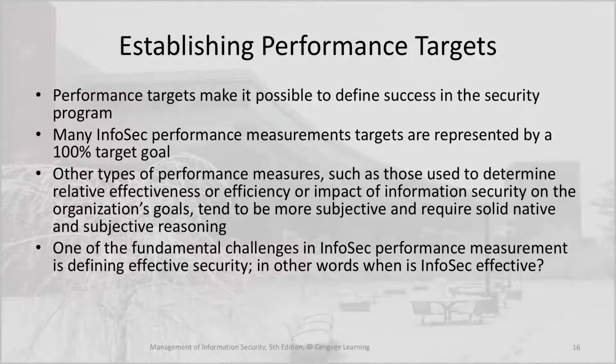Performance targets make it possible to define success in the security program. Many information security performance measurement targets are represented by a 100% target goal. Other types of performance measures, such as those used to determine relative effectiveness or efficiency or impact of information security on the organization's goals, tend to be more subjective and require solid qualitative and subjective reasoning. One of the fundamental challenges in information security performance measurement is defining effective security. In other words, when is information security effective?